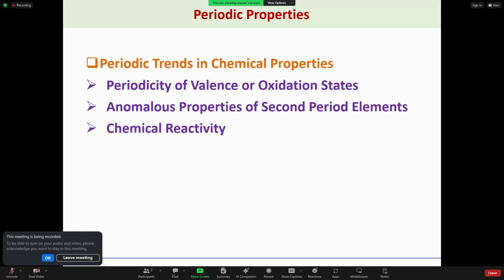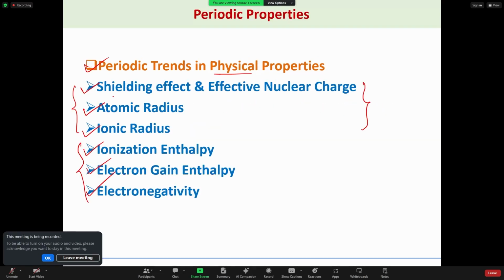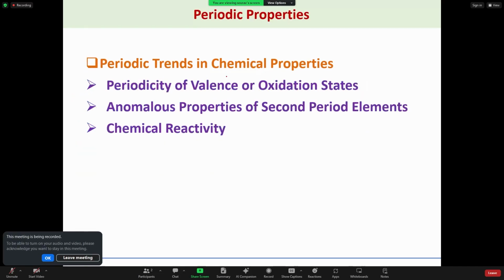Now the periodic trends in the chemical properties. These are the physical properties. Now, what are the chemical properties? Chemical properties mean the reactivity of the elements with another reagent. When we talk about chemical properties, the oxidation state of the element changes, and the chemical reactivity also changes.